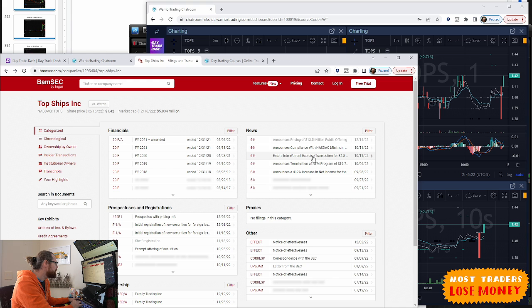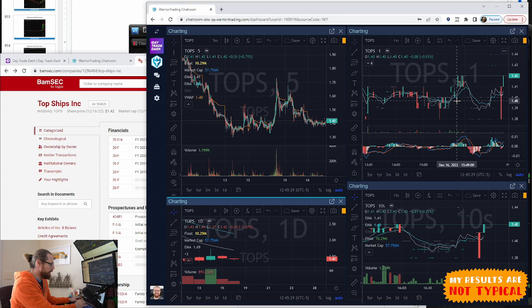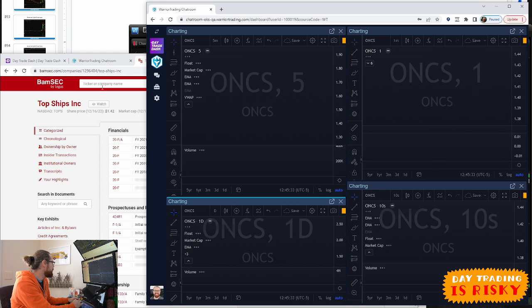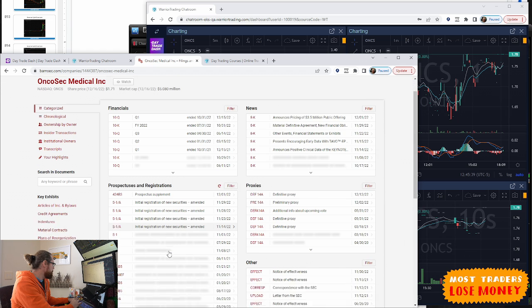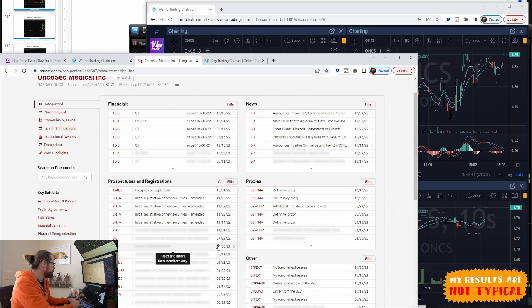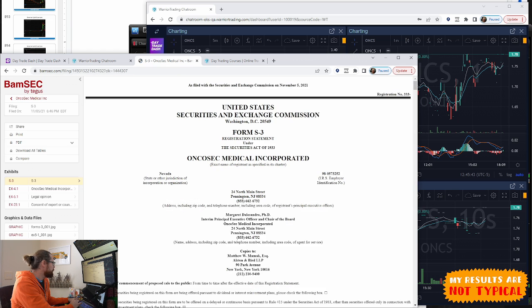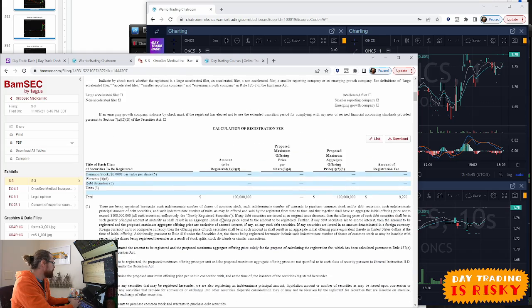Let's see. There were some other transactions back here. So that was TOPS, another reverse split, and then secondary offering stock. ONCS, I think this was another one. ONCS. Shelf registration, let's see. S3 is back here. So it's about a year old, but it's still valid, right? So that's a shelf registration for $100 million.